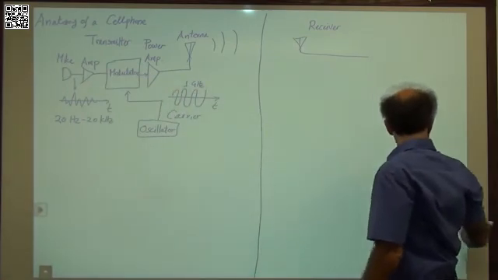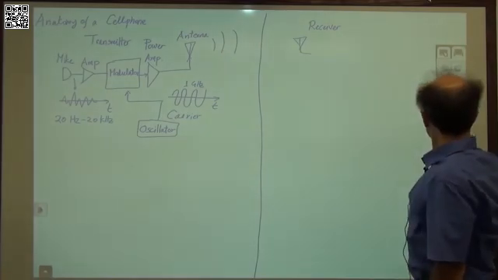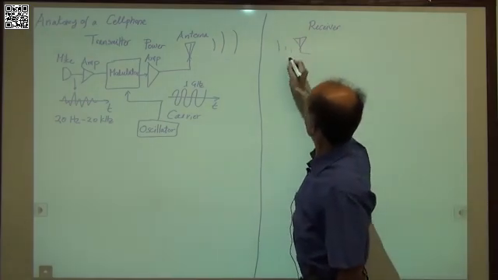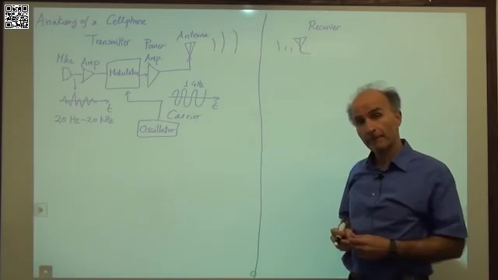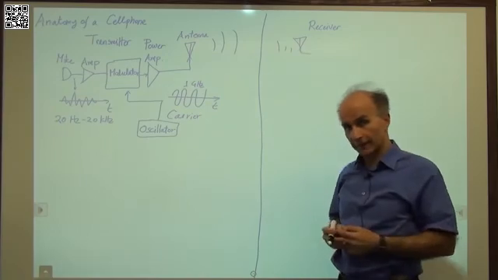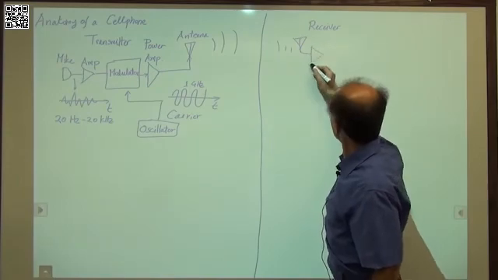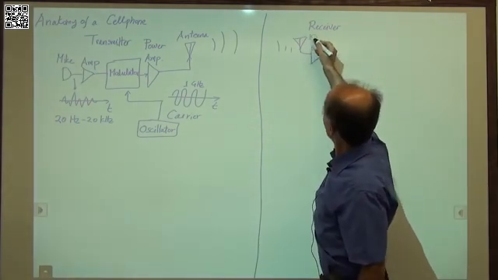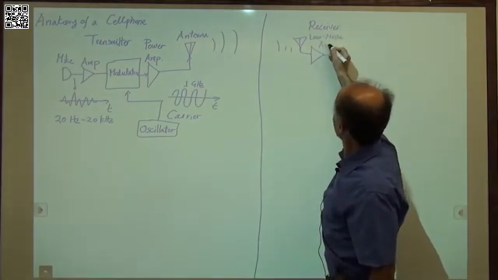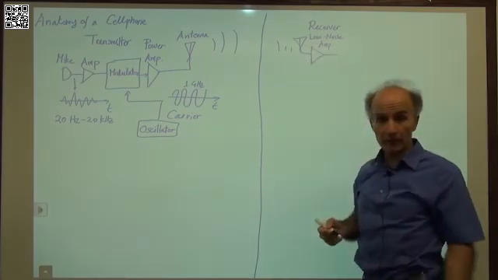And by the time the waves get to my receiver, they are actually quite attenuated. So this wave will be very little by the time it gets here, if it's a long distance. And the signal that comes in is so small that we can't do much with it. So that calls for amplification. So we need an amplifier right here, which we call a low noise amplifier, or LNA. And now the signal is a little bigger, so we can play with it.